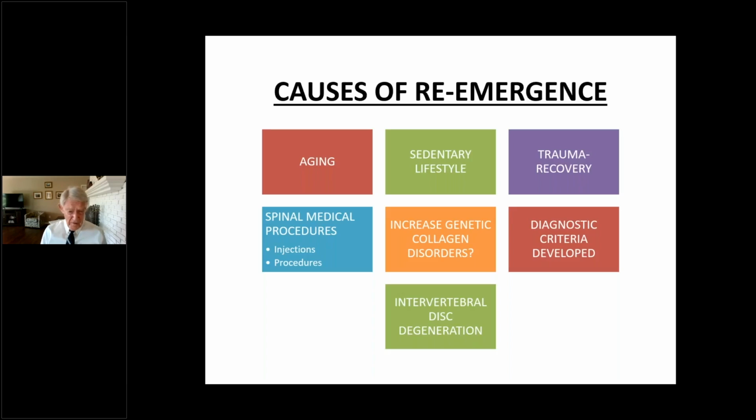Also, another thing that has led to the reemergence may be a little bit technical, and that is we now have diagnostic criteria. If you can't diagnose a disease, you don't know it is there. Well, today we can diagnose it, so yeah, we know a whole lot more of it is in the population than we used to know. So the fact that we have diagnostic criteria has led to what is at least a perceived reemergence.